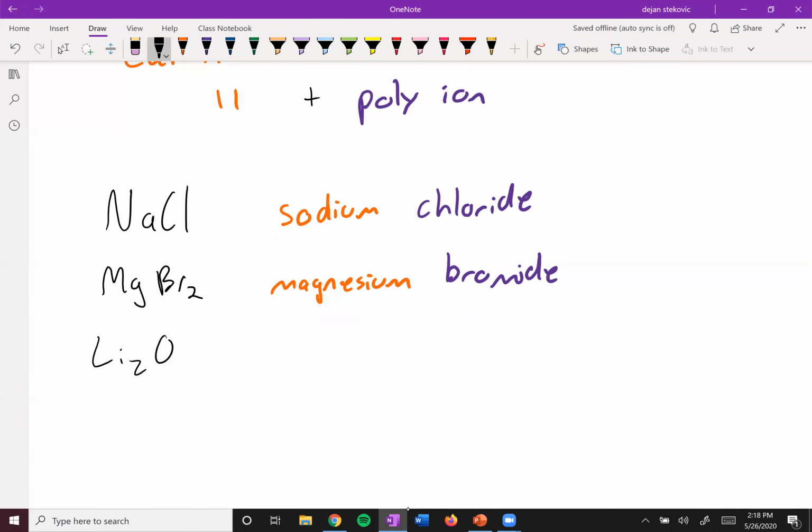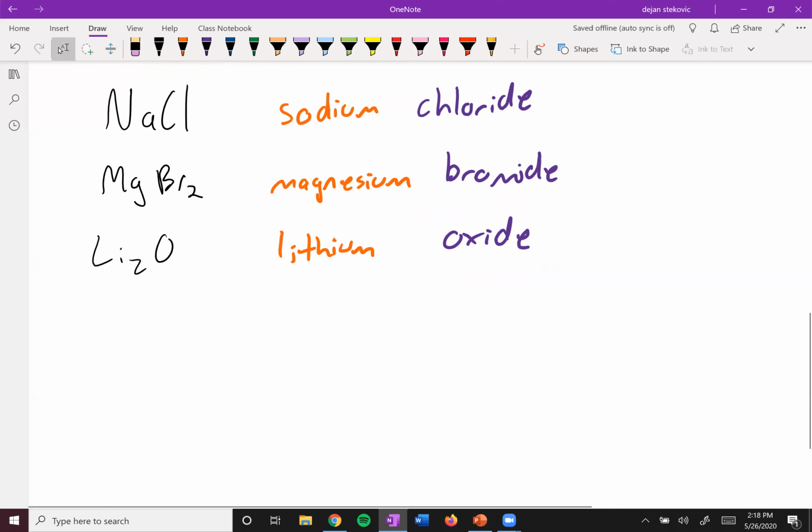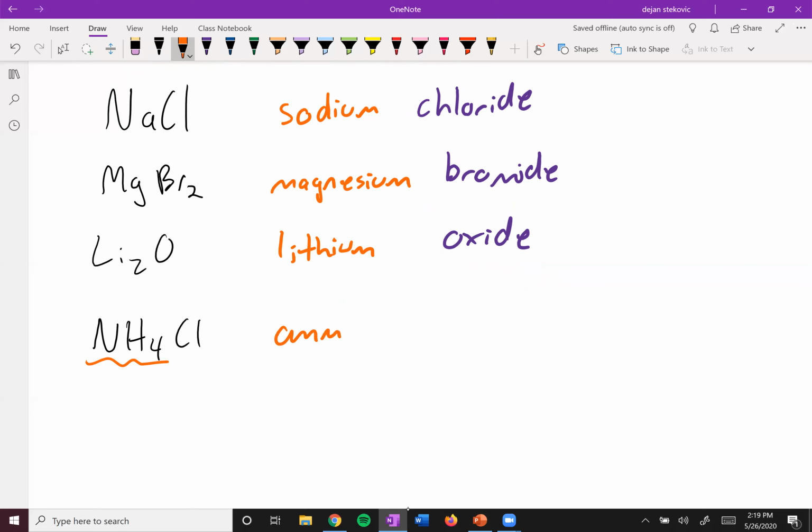Another example, Li2O. Li is going to be lithium. O is going to be oxygen, so that becomes oxide. Lithium oxide. Something like NH4Cl. What you have to do here is be careful and recognize that NH4 is a polyatomic ion and it's ammonium. So NH4Cl is going to be ammonium chloride.